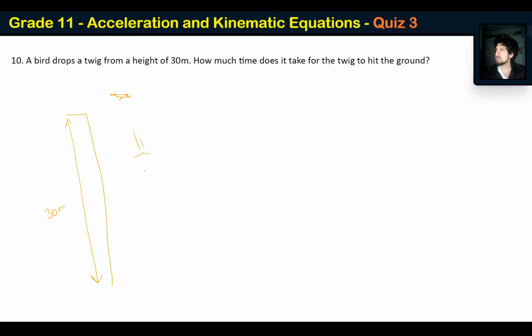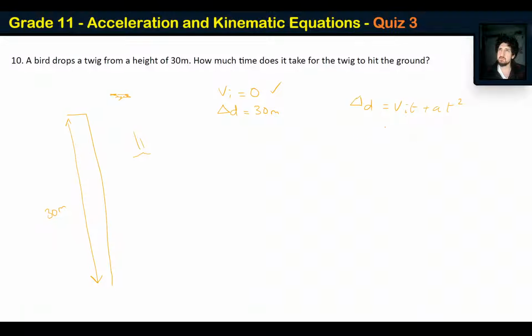And we've got a height of nearly 30 meters. So what do we have? We've got delta D, which is 30 meters. We've got Vi, which is 0, and that's important, remember, because that cancels the first part of the equation, Vi t plus half a t squared, which we don't need.